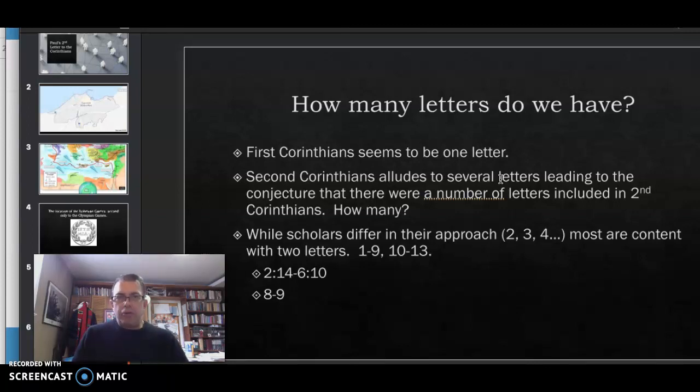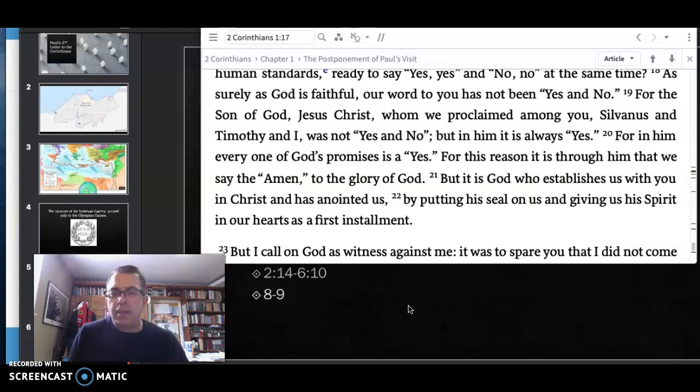Scholars differ in their approach too. Most people acknowledge that there's not just one, but are there 2, 3, 4 different letters here? Most are content with 2. Although there are 2 subsections that really give us pause: 2:14 through 6:10, and 8 and 9 seem to be independent units altogether. Some of these disjointed passages in 2 Corinthians will give you an idea of what prompts scholars to unpack the notion that maybe you've got a couple different letters here.